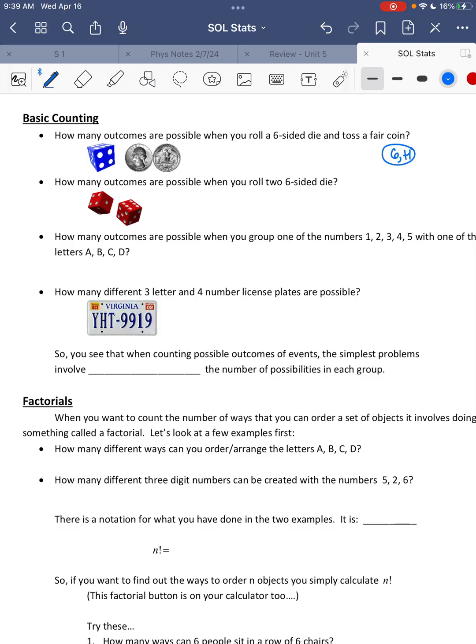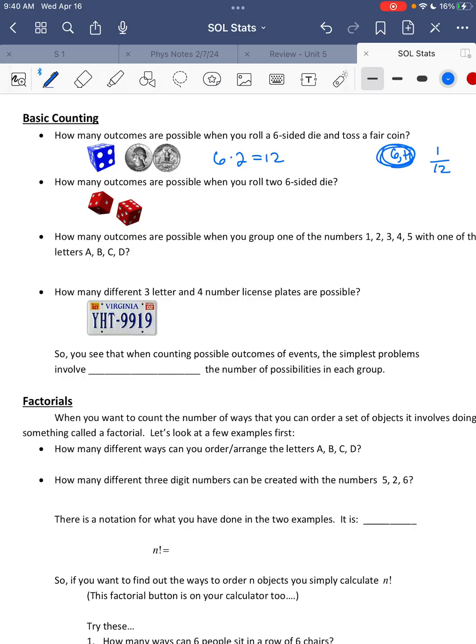So, there's six sides to a die, so there's six different things that could happen on a die, and then there's two things that could happen on a coin, heads or tails. So there's 12 outcomes. If you wanted to know the chance of this happening, you'd say, well, that's one outcome out of 12. So this counting is like you're trying to figure out the total possible ways of something happening. It has a lot to do with probability, because you're figuring out the total number of outcomes.